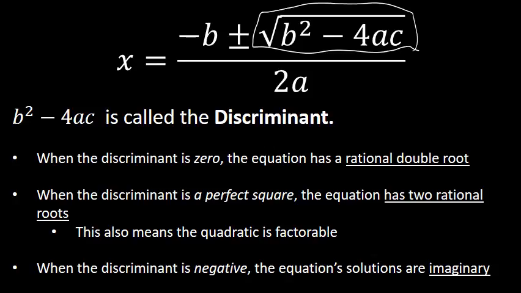And finally, if the discriminant is negative, if there's a negative value under that square root, you would be taking the square root of a negative number in the solutions to the quadratic equation, in which case the equation would have no real solutions, but they could be represented with imaginary numbers.